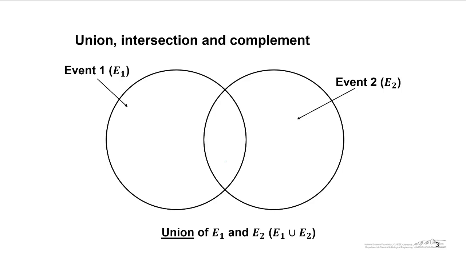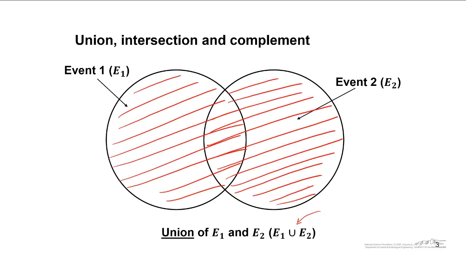If we have two events here, we have event 1 on the left and event 2 on the right. The union of these two events, oftentimes denoted with this big U, represents a union between events 1 and 2. And this includes all of the items in events 1 and 2. So we would shade this entire region that contains both event 1 and event 2. Oftentimes you can think of this as an OR. So that represents event 1 or event 2.